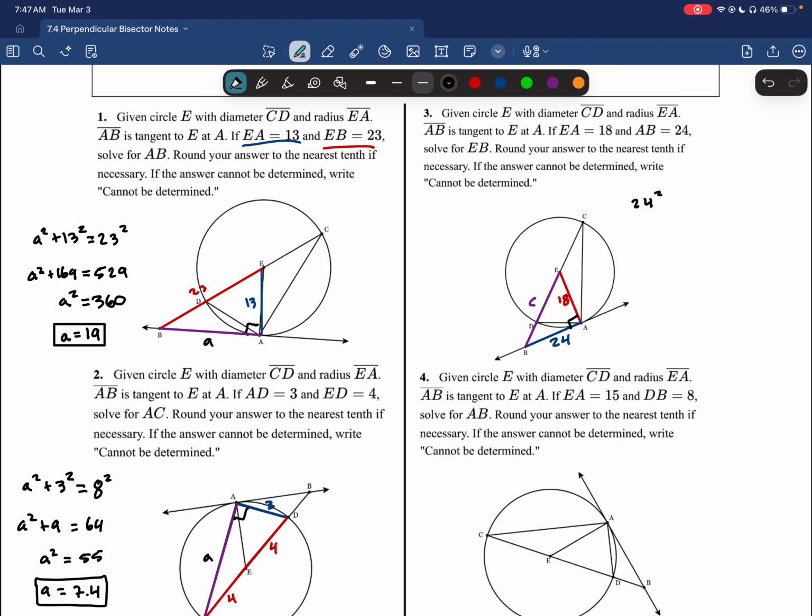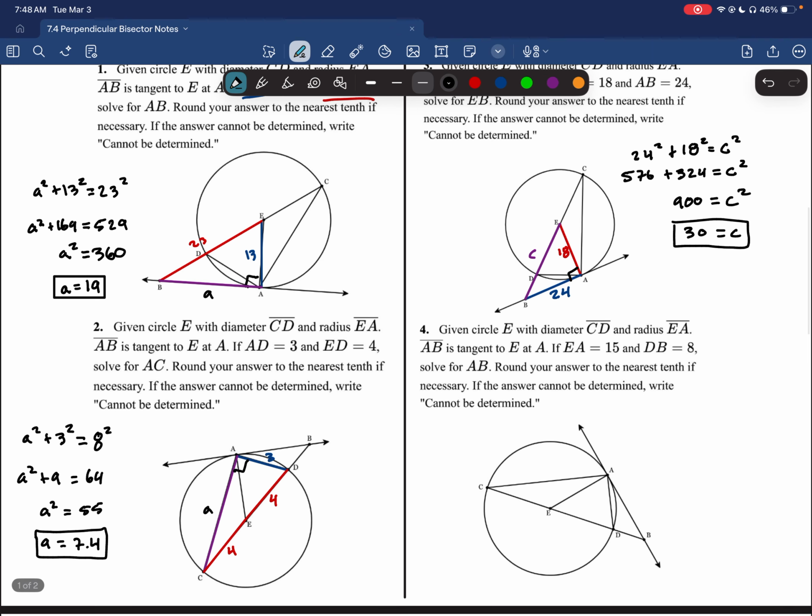I'm solving for C. 24 squared is 576. 18 squared is 324. And we still have that equal to C squared. Well, 576 plus 324 is 900. So 900 is equal to C squared. And if I take the square root of both sides, I get 30 is equal to C. So that hypotenuse, or the distance between E to B, is 30.